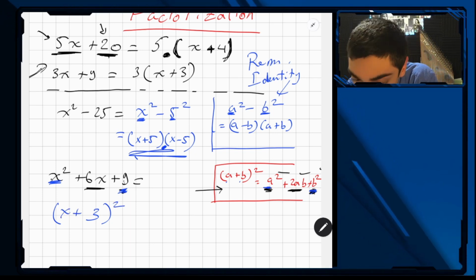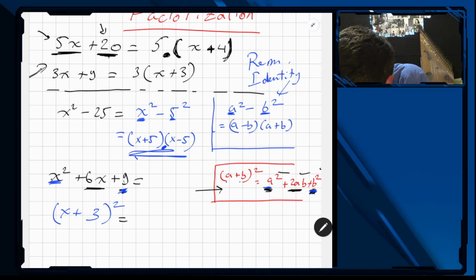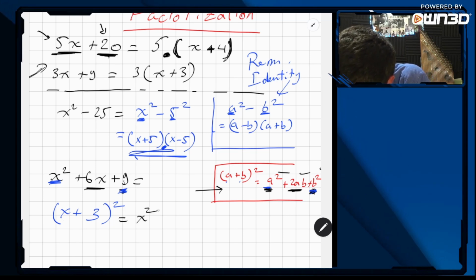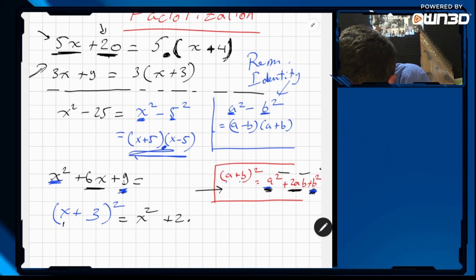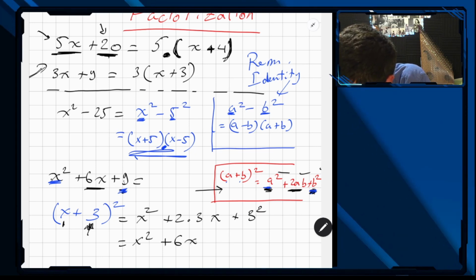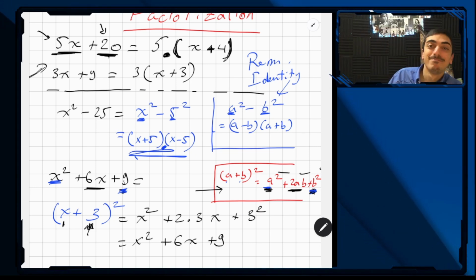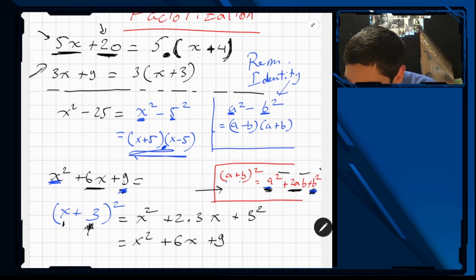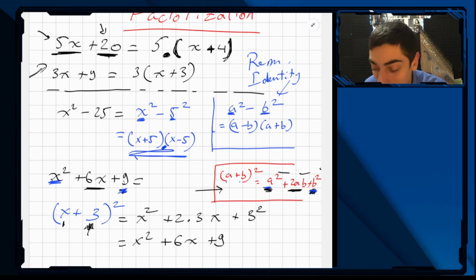And if you want to check your work, all you have to do is just expand this again. So you will get the square of the first plus 2 times the first times the second plus the square of this one here. And this gives what we started with. So this is the second remarkable identity coming in handy here.